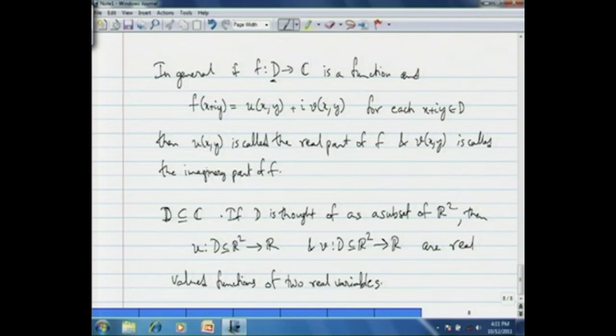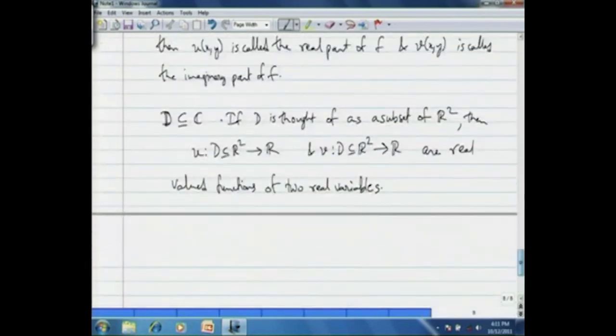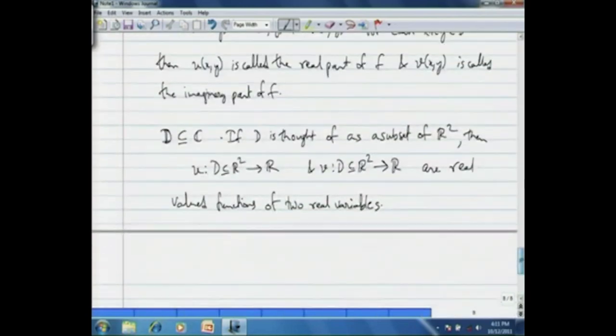Okay. So, in general it is a good exercise to practice with a few functions what their real and imaginary parts are going to be. So, the viewer is advised to pick a few functions and find their real and imaginary parts.